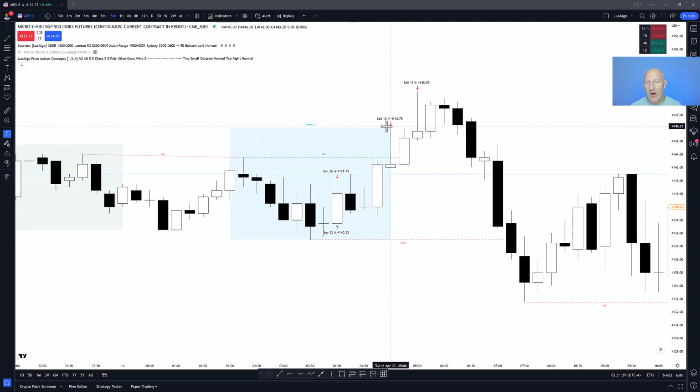I'll go through why I chose those exits later, but that just explains where those entries were and what the little problem was in terms of the entry. Obviously it all worked out fine, but that's sometimes the challenge of trading with family distractions.